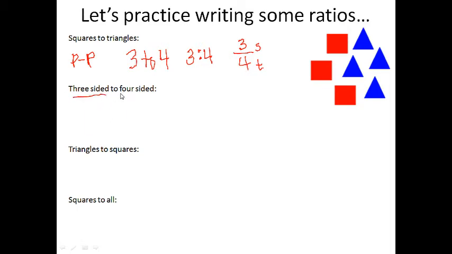Let's look at three-sided to four-sided. So it's just really asked differently, but it's the same question. Well, the three-sided is the triangles. The four-sided is the squares. Keeping in mind that order matters, I need to list the three-sided shape first. There are 4 triangles, so I'm going to write 4, and then I'm going to write 3, because there are 3 four-sided shapes. I can also write it 4 with the colon and then the 3, and also I can write it as a fraction. The 4 is representing the three-sided shapes.